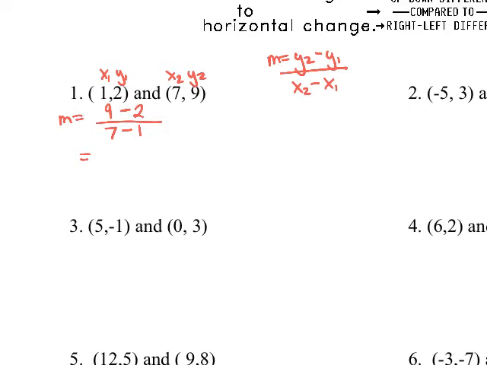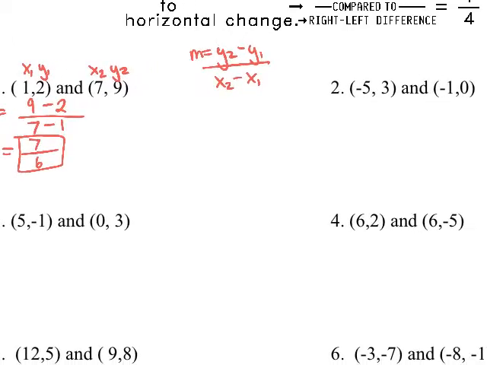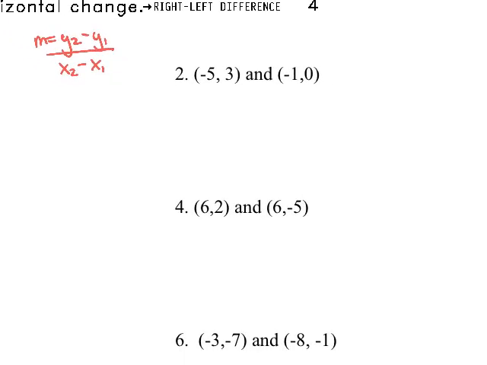So 9 minus 2 is 7. 7 minus 1 is 6. So my answer is 7 over 6. All right, simple enough? So going over here, I'm going to go ahead and label my x1, y1, x2, y2. Okay? So take a moment to do that.